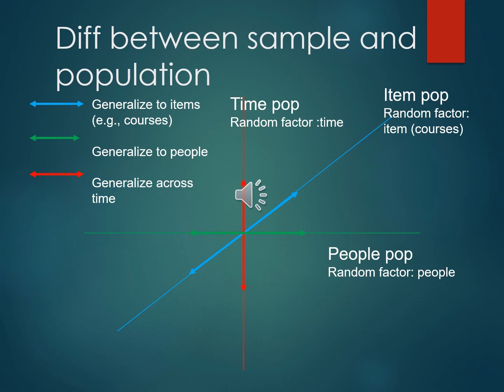These are called, as discussed in the previous sample, random factors. Random factors means that if you are randomly sampling different types of times in weighing your weight, then the random factor is time. If you are randomly sampling the people, your random factor is people. And if you are randomly sampling different types of courses, then your random factor is the course, which is an item. Okay.